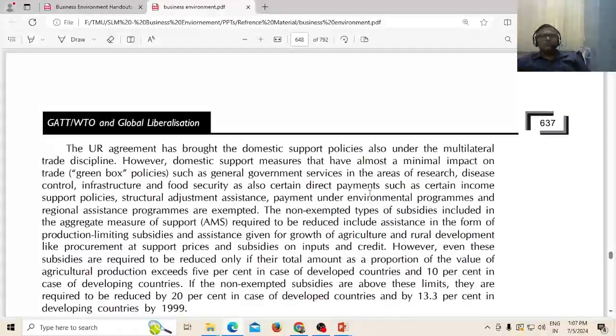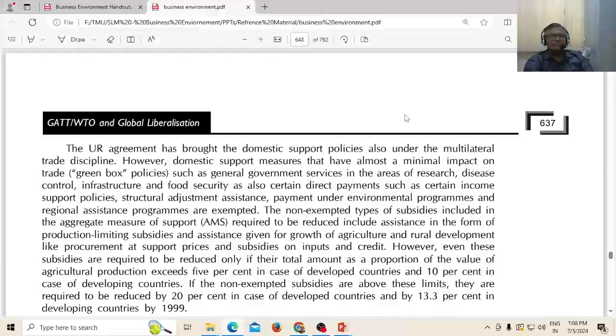Thus, the UR agreement has brought the domestic support policies also under the multilateral trade discipline. However, the domestic support measures that have almost a minimal impact on trade, the green box policies, such as general government services in the area of research, disease control, infrastructure, and food security, and also certain direct payments, such as certain income support policies, structural adjustment assistance, payments under environmental programs, and regional assistance programs, are exempted. The non-exempted types of subsidies included in the aggregate measure of support, AMS, required to be reduced include assistance in the form of production-limiting subsidies and the assistance given for growth of agriculture and rural development, like procurement and support prices and subsidies on inputs and credit.